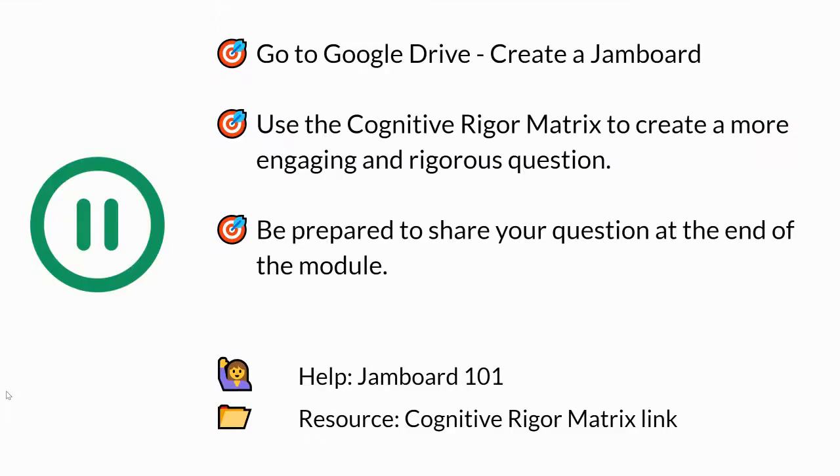Please pause the video and go to Google Drive to create a Jamboard. Use the cognitive rigor matrix to create a more engaging and rigorous question. Also, be prepared to share your question at the end of the module. Remember your resources. You have a Jamboard 101 help document, and in addition, you have a resource folder called Cognitive Rigor Matrix. This is a folder that has a link to multiple matrices of different LPS content areas.